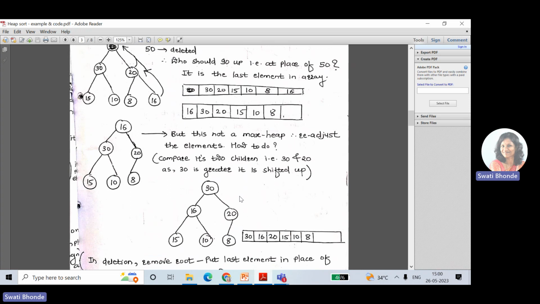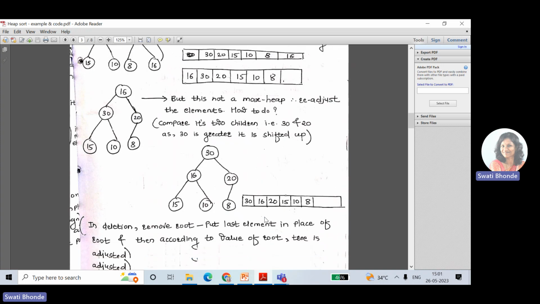After performing this swapping, my tree becomes 30, 16, 20, then the next level 15, 10 and 8. And this is the similar array representation. So what we have to remember in case of deletion: always the element present at the root position is deleted, and the last element in the array will take the place of the number at the root position.